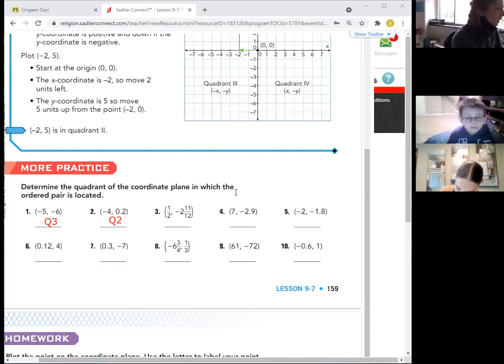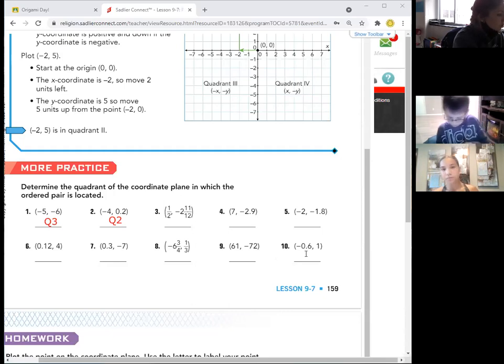All right, help me out. Number 3, what quadrant does that exist in? Quadrant 4. So just say Q4 for me, okay? Q4. Number 4, where does that exist? Q4. Number 5, where does that exist? Q3. Number 6. Q1. Number 7. Q4. Number 8. Q2. Number 9. Q4. Number 10.